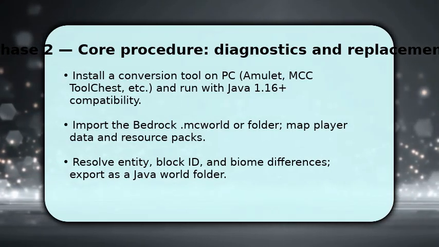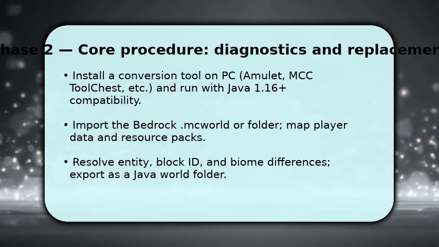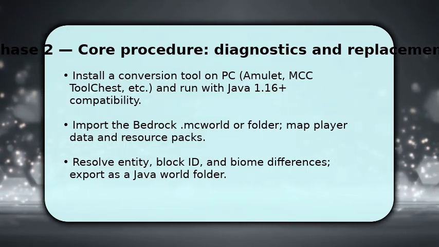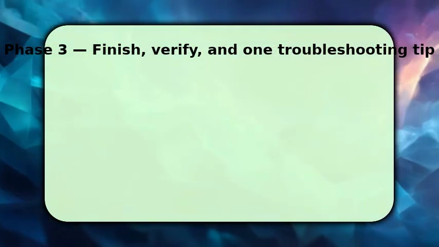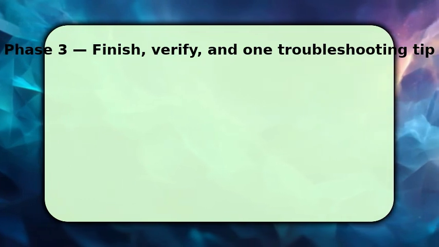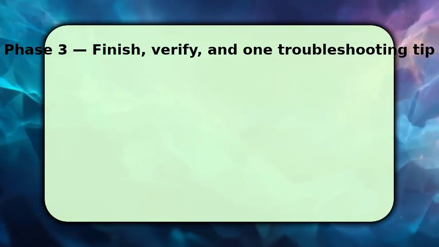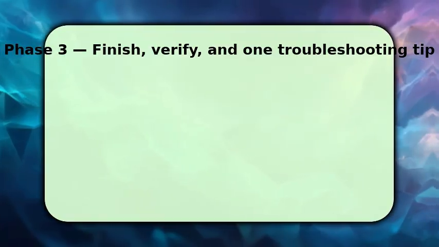When the tool finishes, export the result as a Java world folder. Place the exported Java world into your Java saves folder, then launch Java Edition and open the world. You'll verify terrain, redstone, and entities, test spawn points and player inventory.